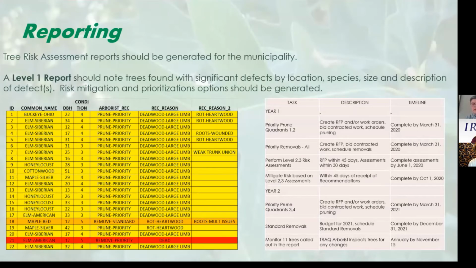And then you might look at year 2. You're going to priority prune quadrants 3 and 4. You can do your standard removals, which were a lower priority. And then any trees that were listed as monitoring, you're going to have someone check on them to make sure there weren't any changes to their condition.